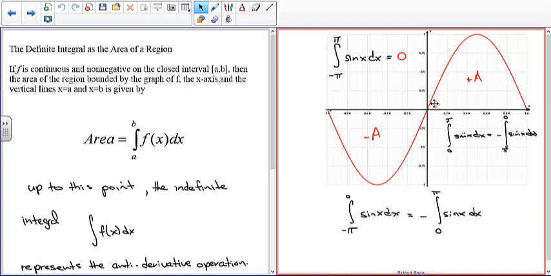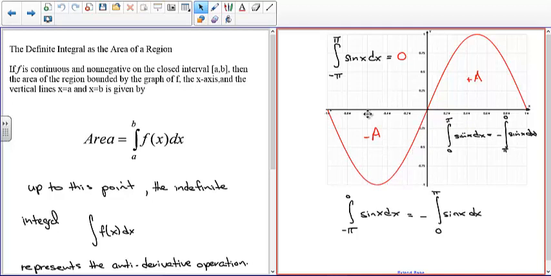Because what ends up happening is if the curve is above the x-axis, then the integral, the area is positive. But if the curve is below the x-axis, you'll get a negative area. So you'll get the same magnitude because these are symmetric, so you'd expect the values to be the same. But the actual definite integral turns out can be either positive or negative.